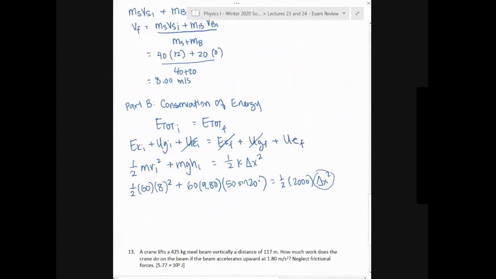So we can just type everything in and rearrange and solve for delta X. So go ahead and do that. I'll do it as well, and then we'll compare.